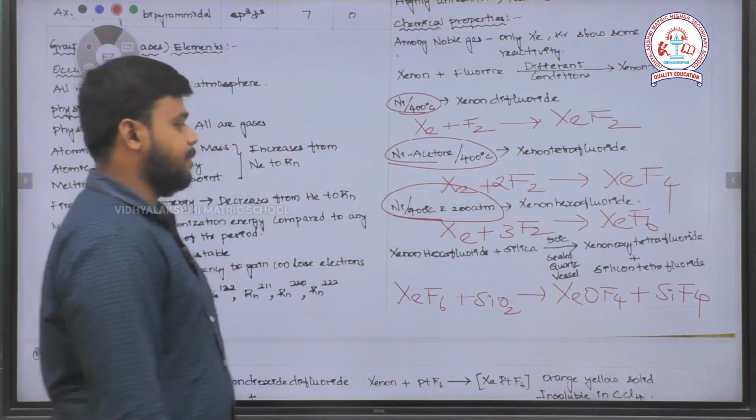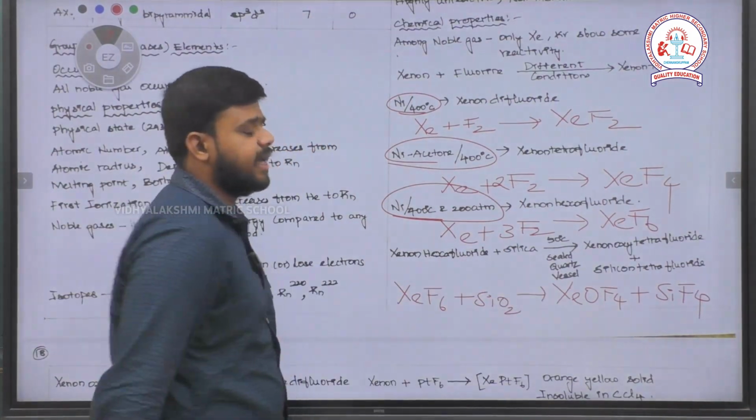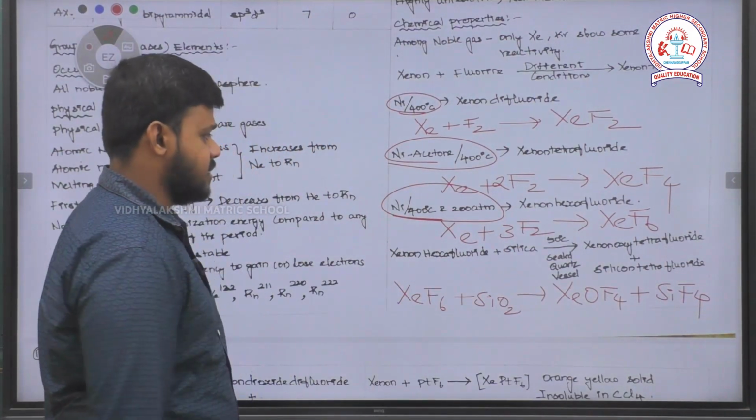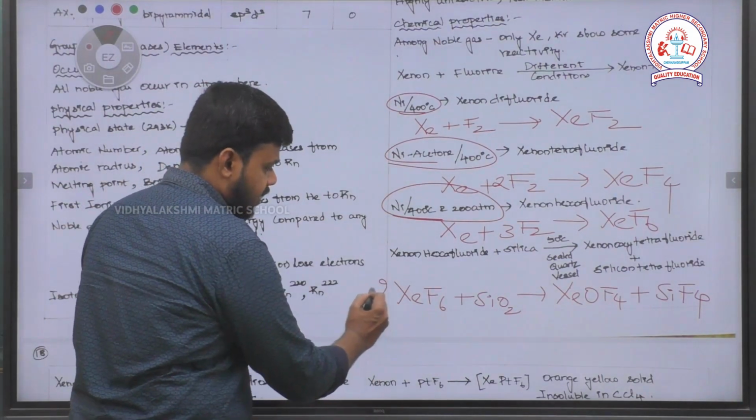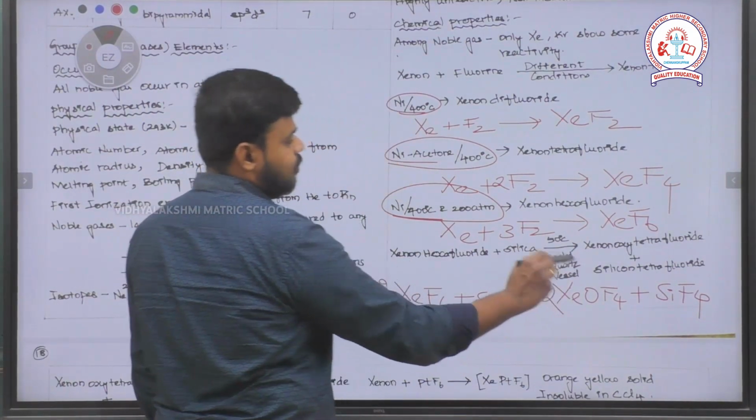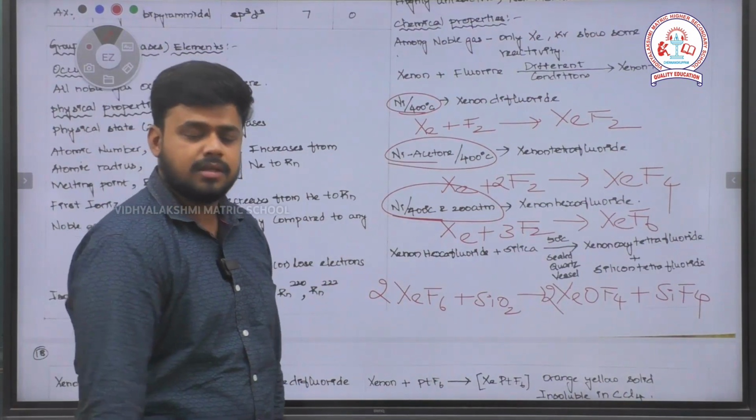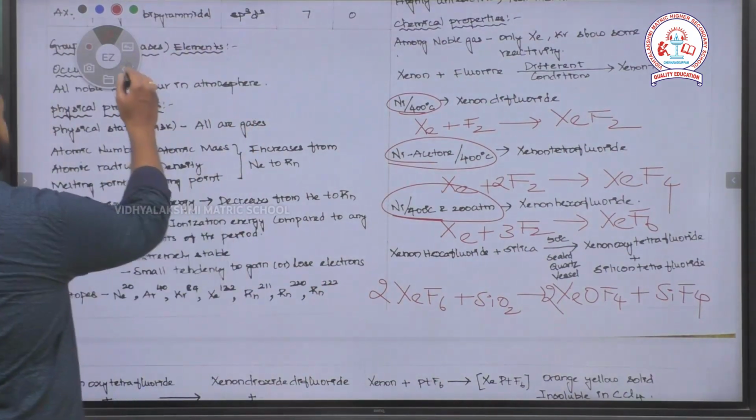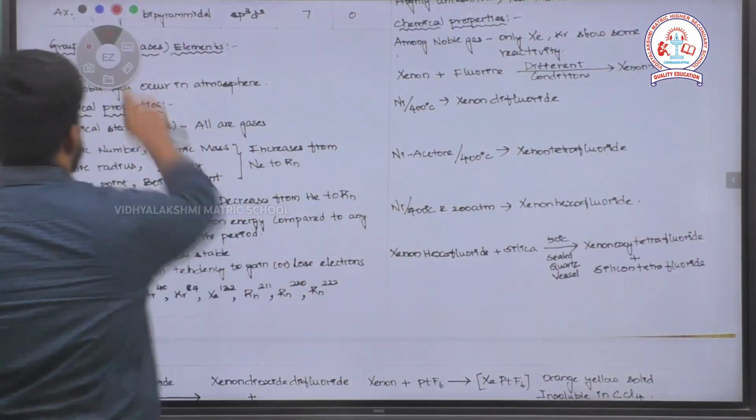So to balance it, fluorine is 6 on one side and 8 on the other, so we cannot balance it as such. What's the way that we can do it? If I make it 2 here, xenon becomes 2. So if I make it 2 here, fluorine is balanced, xenon is balanced, oxygen is balanced, silicon is balanced. The equation is balanced. So this is how we need to balance. It reacts in the ratio of 2:1. Then followed by the consecutive reaction here.